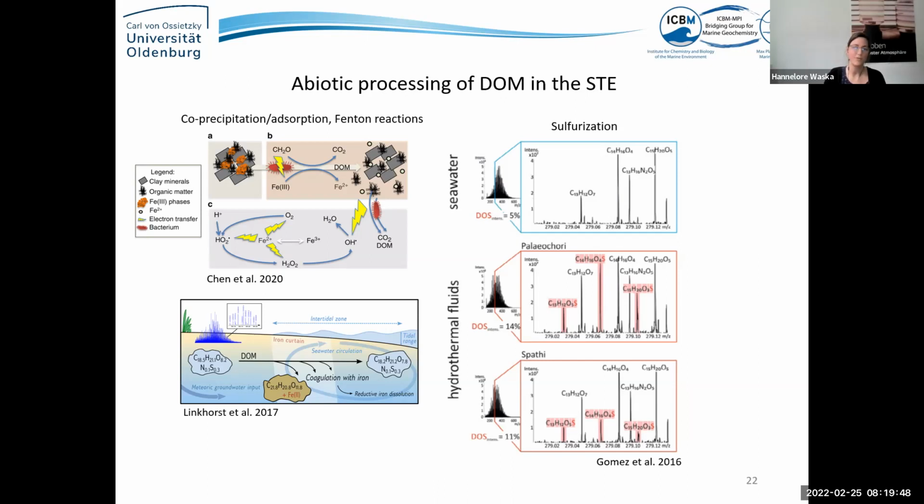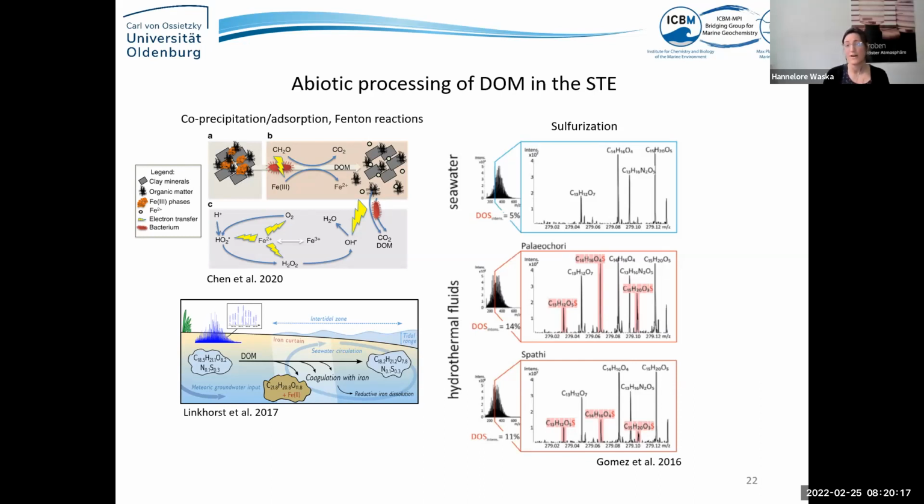One other process, and I'm sorry I'm showing hydrothermal fluids now, but Gonzalo Gomez, who did the study, also did some work on pore water samples. I just really like this graph because it shows how in our mass spectrum, when we have sulfidic conditions, we can actually see sulfur-containing compounds suddenly show up in this mass spectra. So we actually have a diversification of dissolved organic matter because there is an abiotic sulfurization.